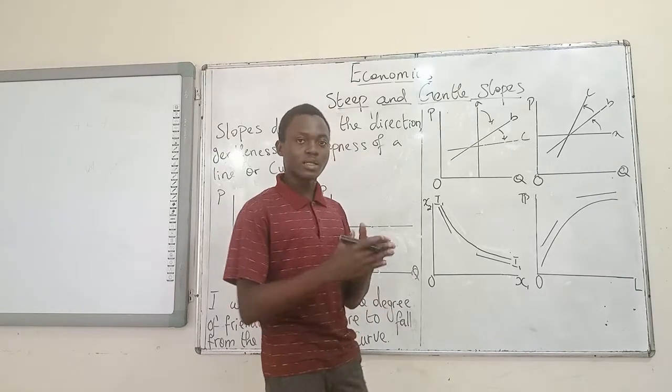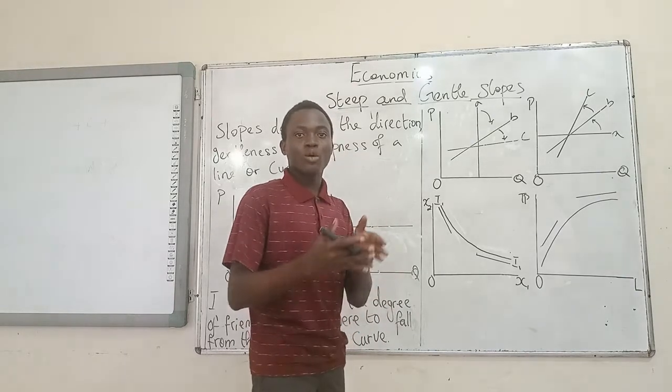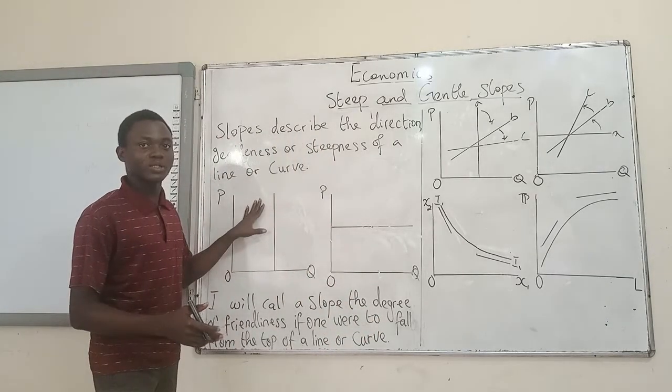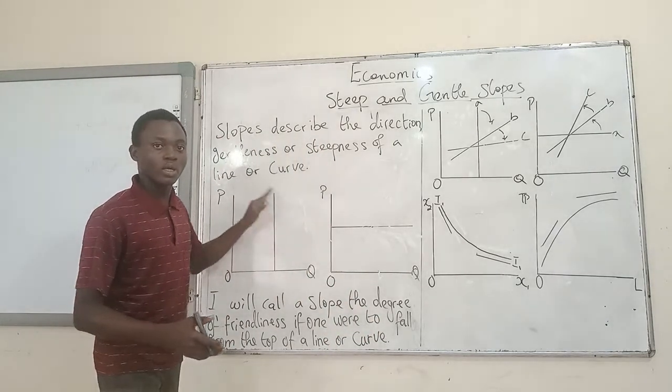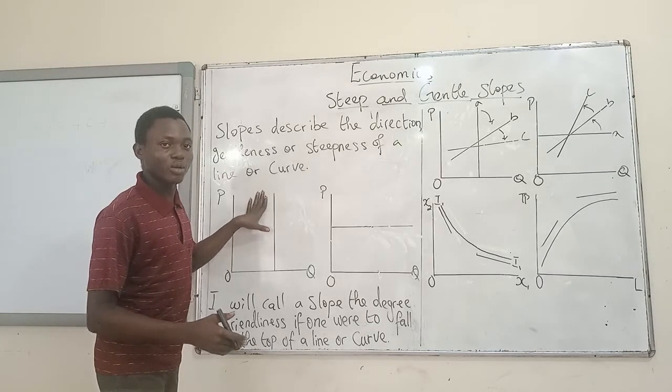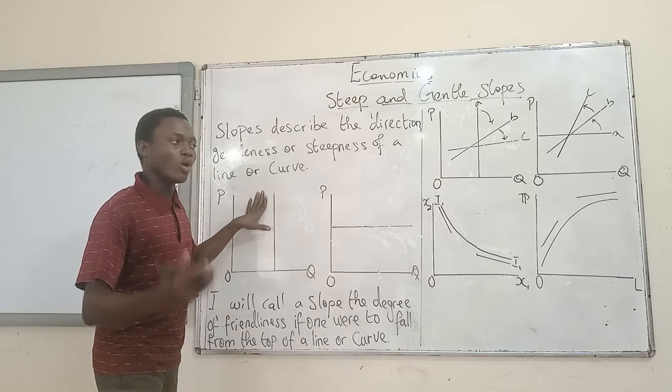So if you have a question that is telling you that a line is becoming more gentle, what does it mean? It simply means it is leaving this vertical point and it is already rotating either rightwards or leftwards. As long as it is no longer at this vertical line, it is becoming more gentle or less steep.